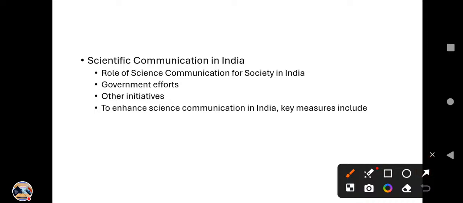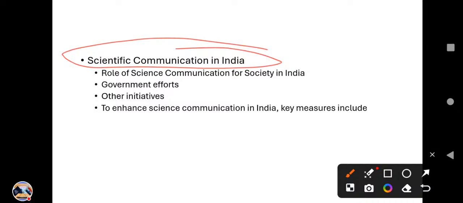And next will be scientific communication in India. What is the matter of this? Science communication involves conveying scientific innovations to diverse audiences in an understandable and engaging manner. Like communication of Chandrayaan 3, India's lunar exploration mission, which serves as an example of effective science communication. So you can introduce scientific communication related to Chandrayaan 3.